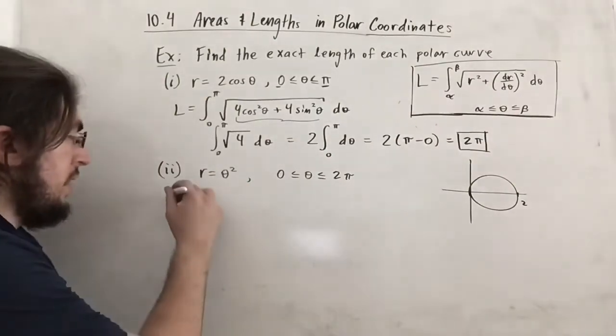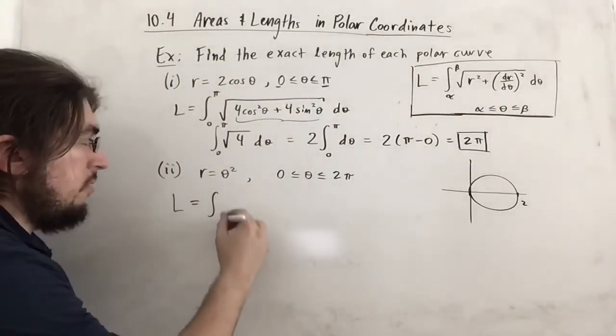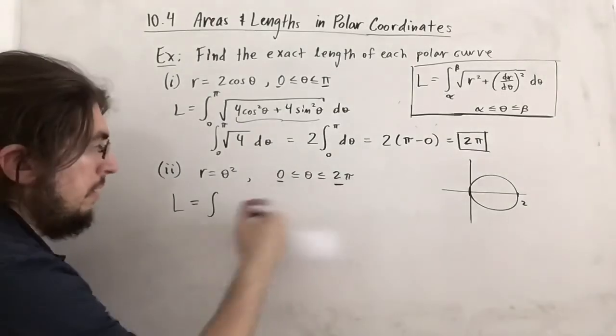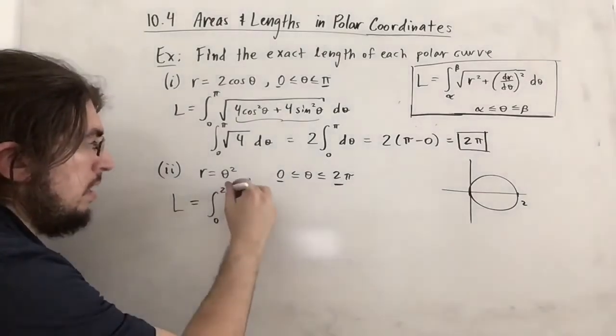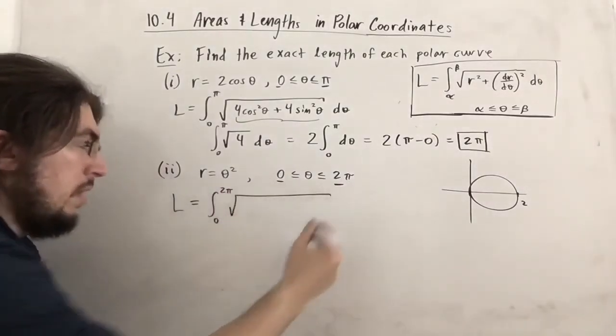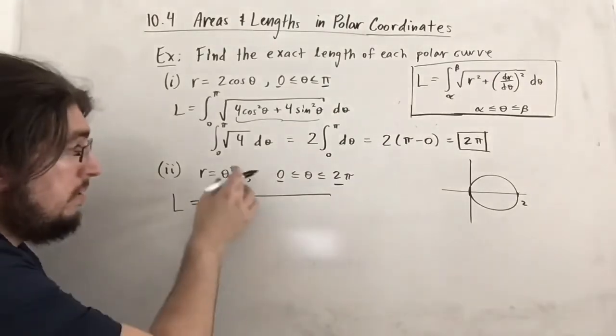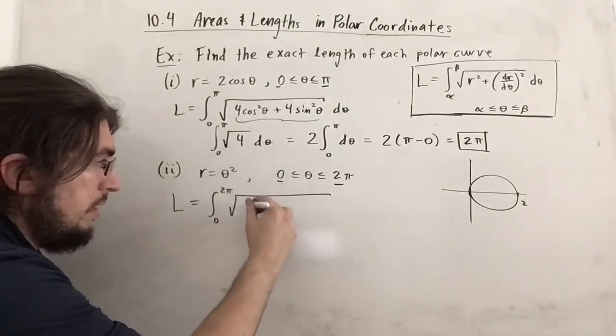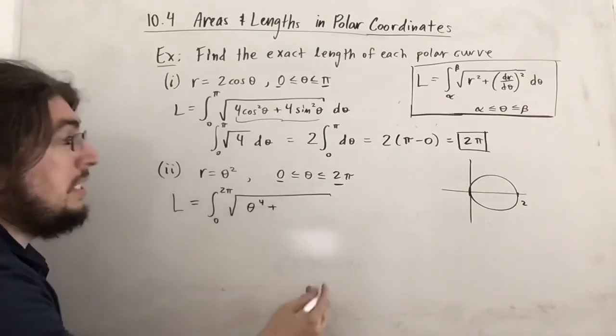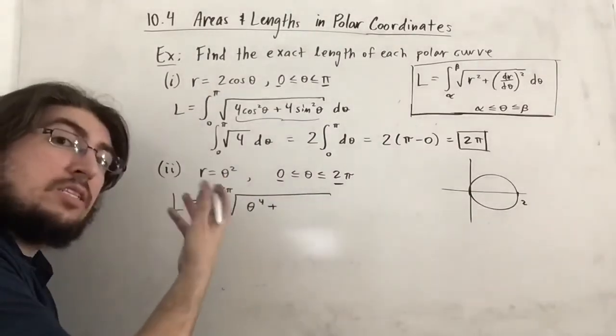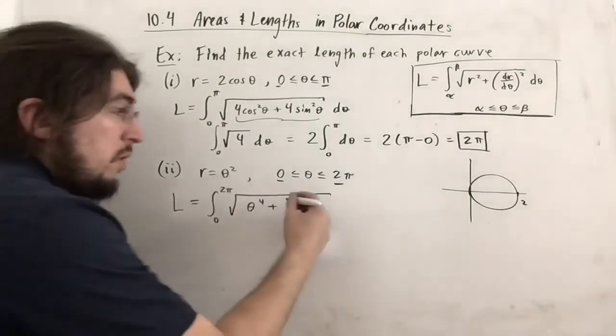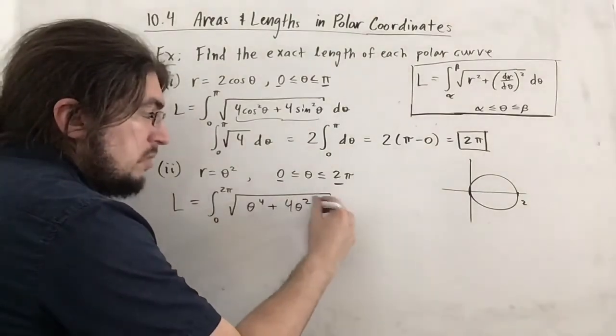So the setup will be, again, length equals the integral from lower bound to upper bound, so 0 to 2 pi, of the square root of r squared. R squared is theta squared squared, so that's theta to the fourth, plus the derivative. Derivative of theta squared is just 2 theta. If you square that, you get 4 theta squared.